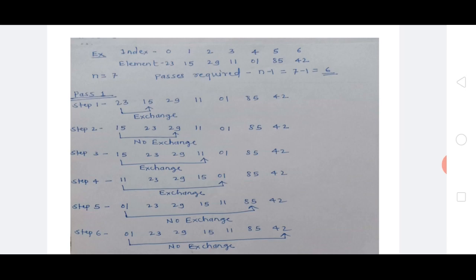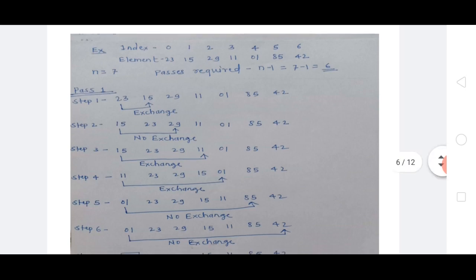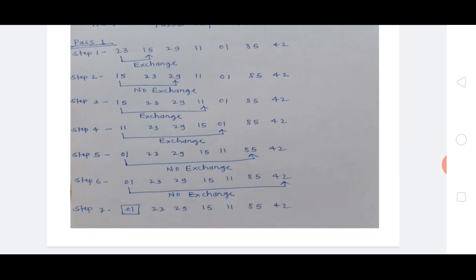Here 1 is less than 42, so no exchange is required. In step number 7, we will get the smallest element at the beginning of the list.